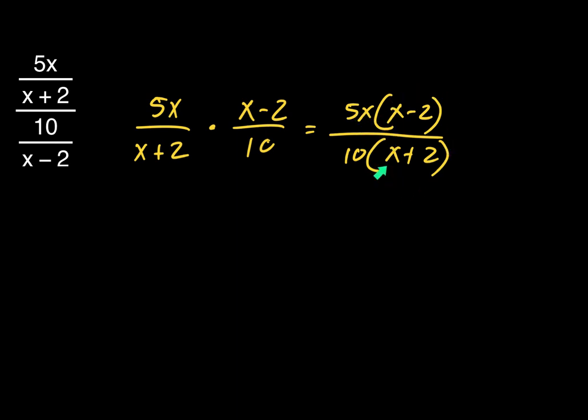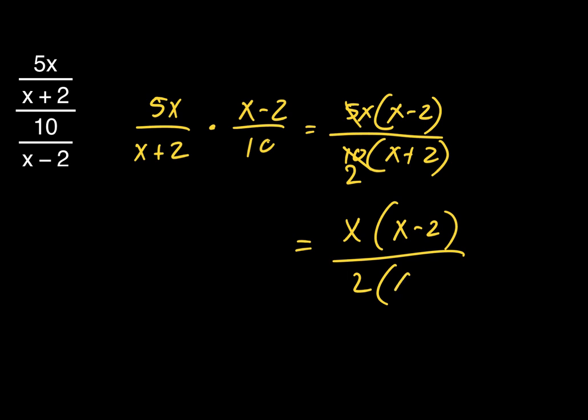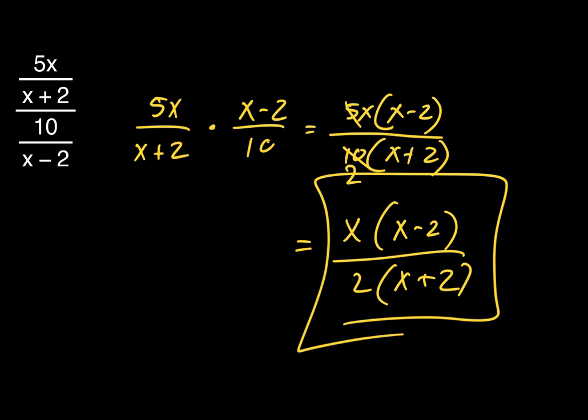This x cannot reduce with that x because this x down here is trapped again with addition. We reduce when we're only multiplying. I have 5 times x times this parenthesis set. Down here I have 10 times this parenthesis set. If the parenthesis sets are identical, then yes, reduce. If not, then no. But the 5 does reduce with the 10, leaving me with x times x minus 2 over 2 times x plus 2. And that would be the final simplified version of that expression.